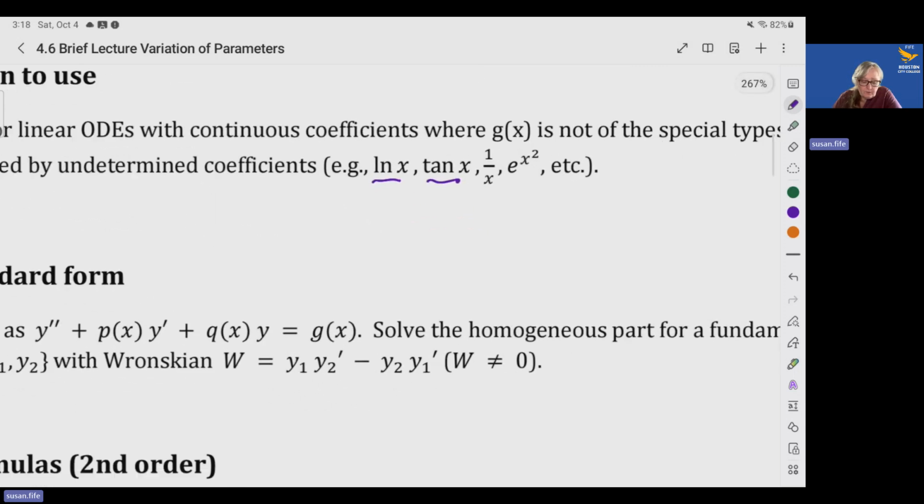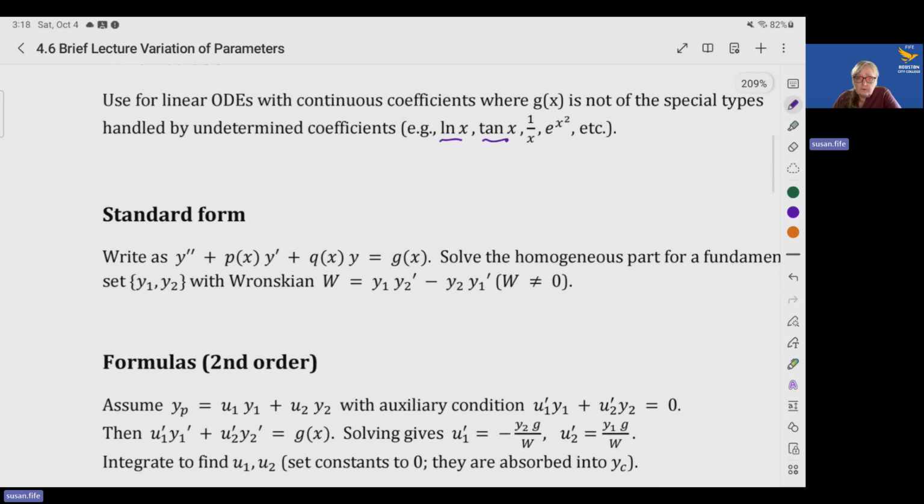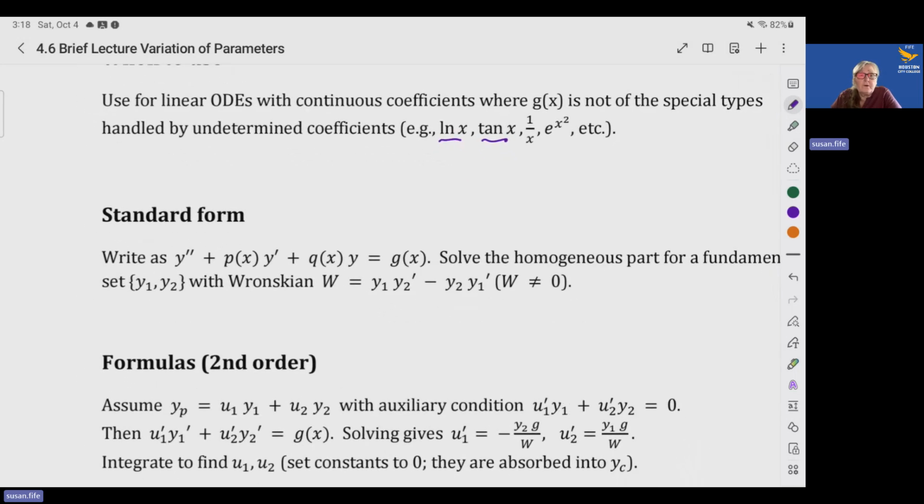So the standard form of the equation that you want it to be written in is where you have that y double prime by itself. So if you have a coefficient, you want to divide by it, and that will tell you what p of x is. p of x is important, and also q of x. p of x is the coefficient of y prime. q of x is the coefficient of y. Notice here, p of x and q of x are functions of x. So this applies whether you have constant coefficients or whether you have a function of x.